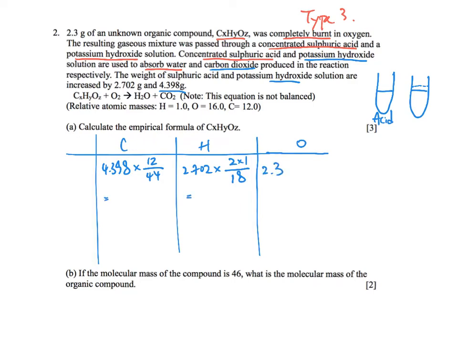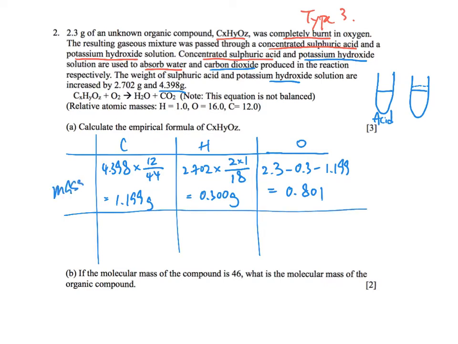So the first one, you should get 1.199 gram, while the other one will be around 0.300 gram. You subtract these 2 from the total, and you get 0.801. This one is mass. Remember to write down what you are doing. Now calculating the number of mole: divided by 12, this will be around 0.100, while this one divided by 1 will be 0.3.